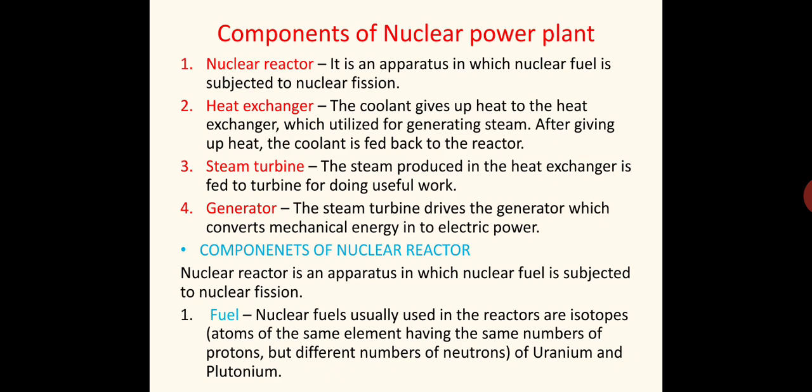Then comes the third component, the steam turbine, where the expansion of the steam inside the turbine will produce the work output. And the last one is the generator. Of course, the generator is used to produce electricity, and it is coupled to the shaft of the steam turbine. These four are the main components.